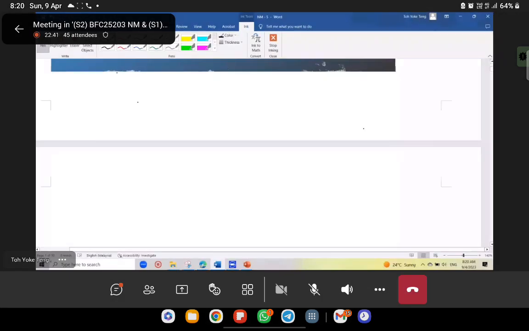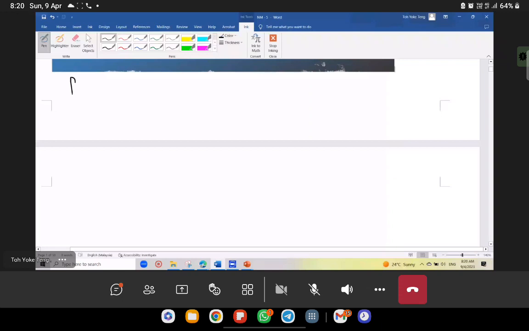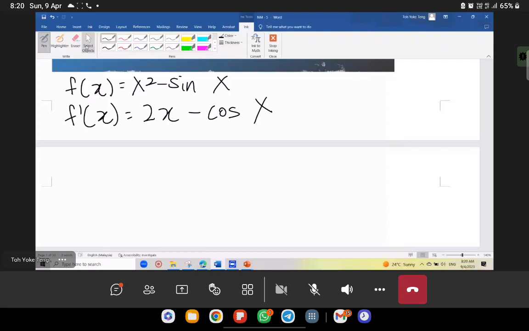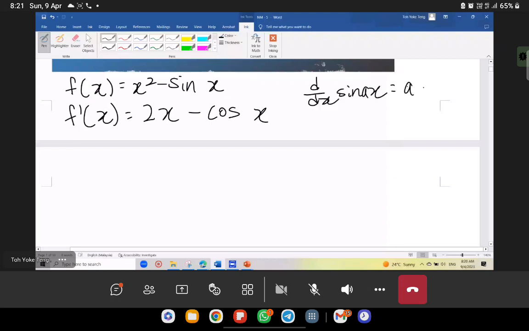From here, the function given is f of x equals x squared minus sine x, just insert it into your calculator. From here, you know that the derivative is 2x minus cos x. Just do the derivative based on the previous one. Again, the same thing: the derivative of sine x is cos x. So that's why in the end you will get this one.